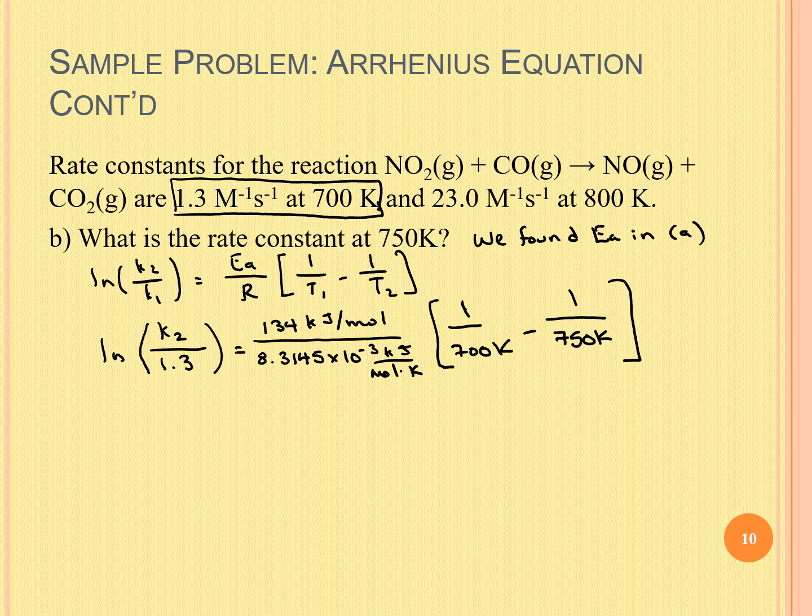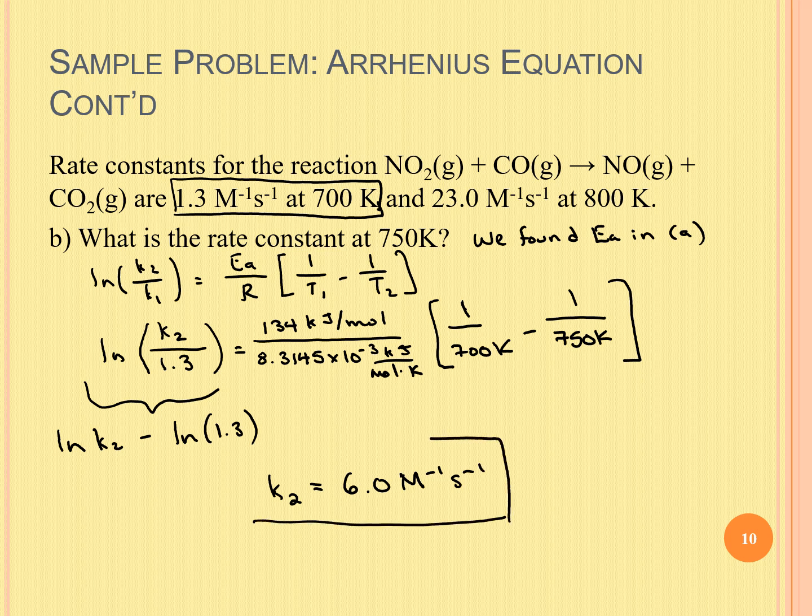Again, there's a lot of algebra that has to go in here. And remember that this is the natural log of K2 minus the natural log of what was on the bottom there. Anyway, we should be able to work through this, and you should get that K2 for this is going to be 6.0 inverse molar inverse second. Make sure, again, that you can get the same answer that I get working through those.